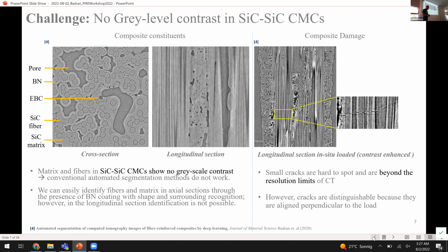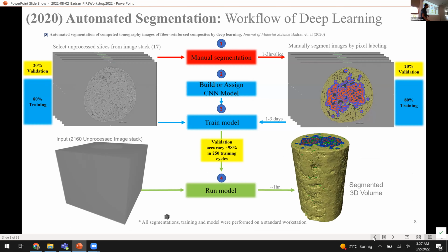So going back to the main objective, which is trying to automate that process to effectively teach a computer what a fiber is, what a matrix is, and where the cracks are. So what we've done here is taken about 17 of these cross-sectional images and went through the manual labor of painting every single pixel, which I'm not too proud to say I spent 3 weeks of my PhD doing that, nothing else.